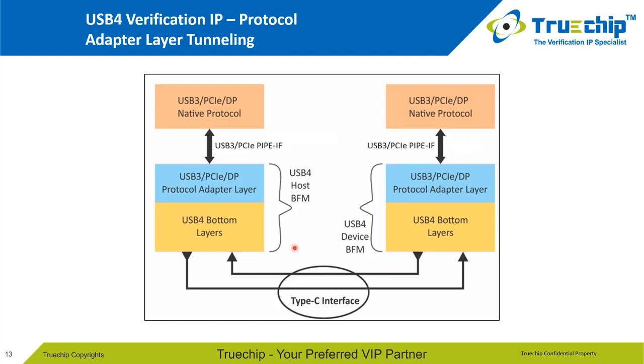This layer, the protocol adapter layer, is responsible for communicating with the native protocols and helps to tunnel the traffic over the USB4 fabric. Each router can have multiple protocol adapters with respect to USB3, PCI or DP. As you can see in this image, these protocol adapters communicate with the bottom layers of USB4, which are the transport layer and logical layer. TrueChip VIP supports two communication mechanisms between the native protocol and the protocol adapter. One can be seen here as the pipe interface, and the other can be an implementation of their respective physical interface or the bus interface as well.